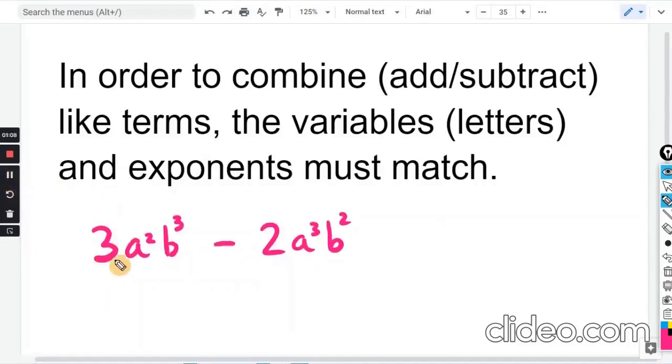So let's say we had 3a squared b to the third minus 2a to the third b squared. There is nothing you can do to combine these terms, because a is to the second power and a is to the third power, b is to the third and b is to the second. These do not match, therefore we cannot combine them.